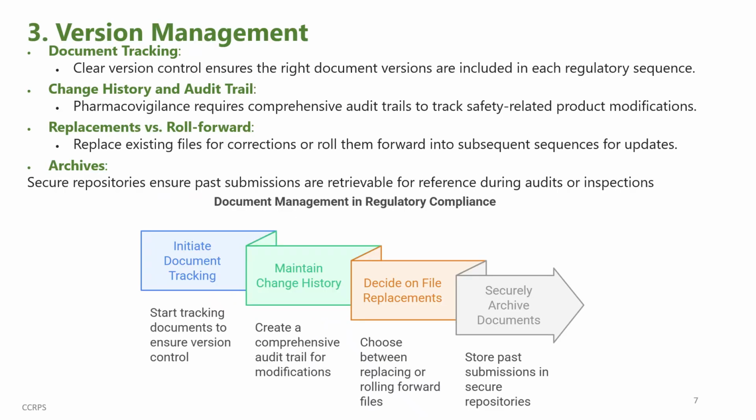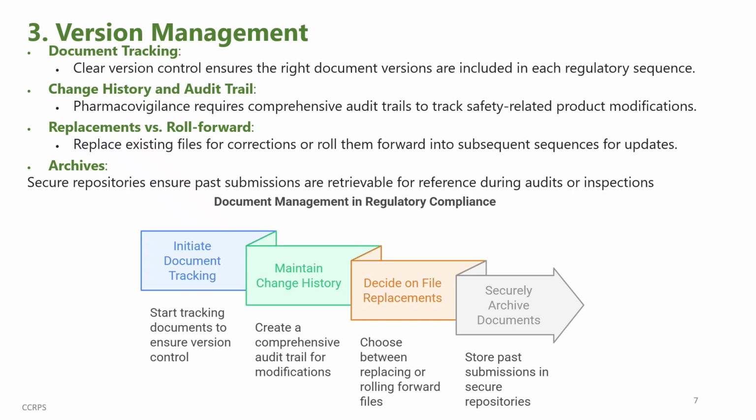Version management, document tracking. Clear version control ensures the right document versions are included in each regulatory sequence. Change history and audit trail. Pharmacovigilance requires comprehensive audit trails to track safety-related product modifications. Replacements versus roll forwards. Replacing existing files for corrections or rolling them forward into subsequent sequences for updates. Archives. Secure repositories ensure past submissions are retrievable for reference during audits or inspections.